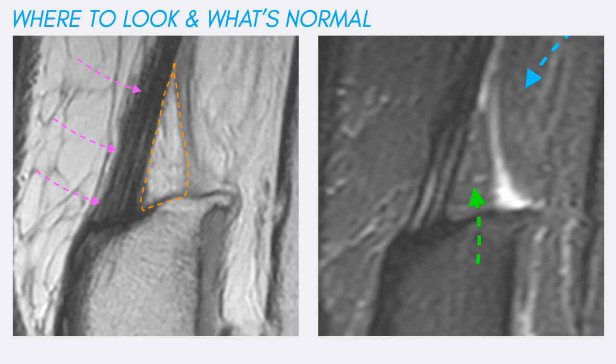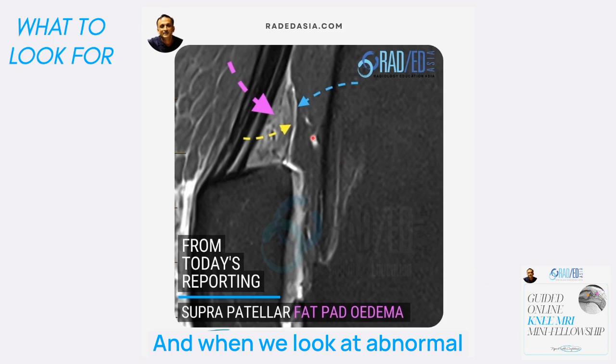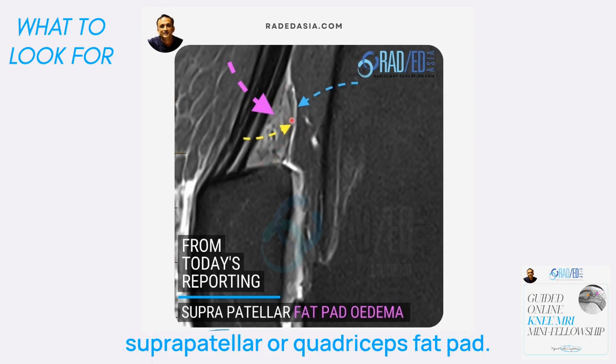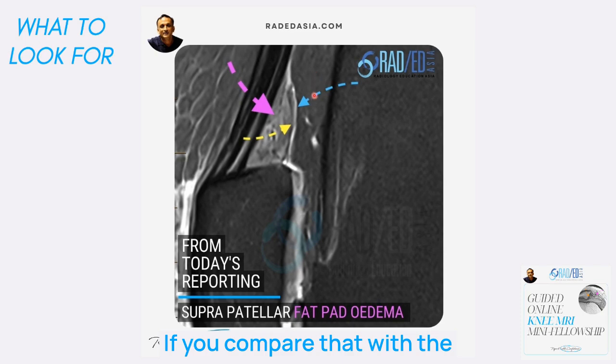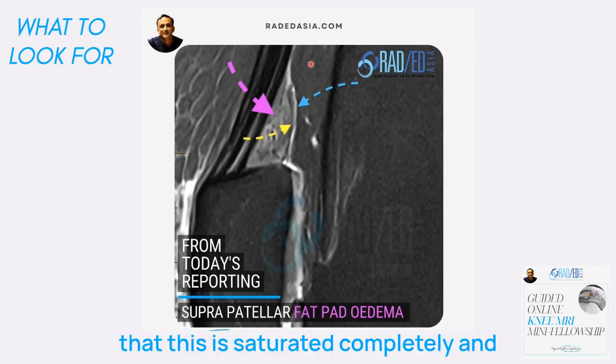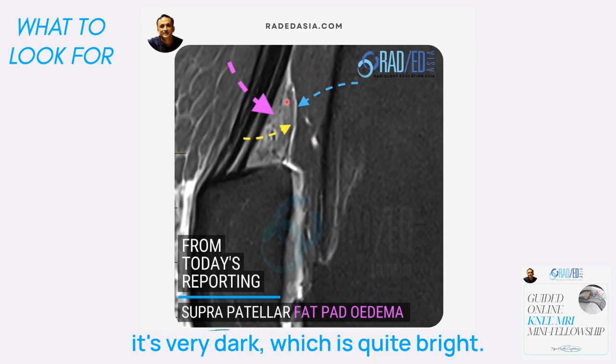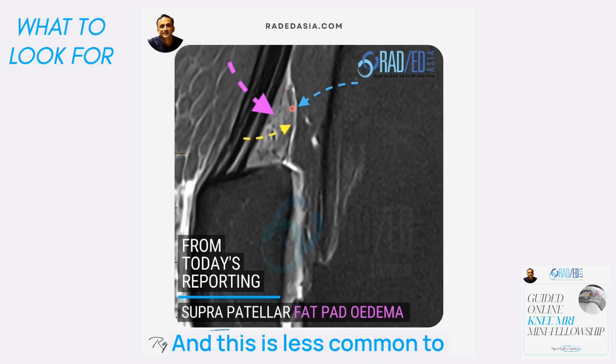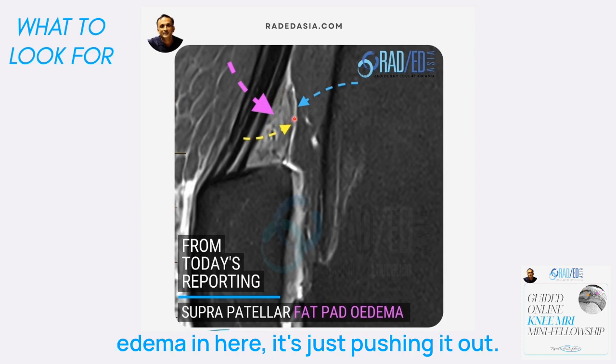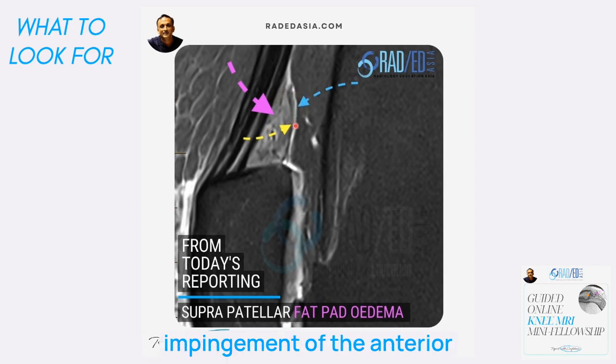and we'll see why that is in a moment. And when we look at abnormal findings, so if we look at impingement, what we have here is increased signal within that suprapatellar or quadriceps fat pad. If you compare that with the supratrochlear fat pad, you can see that this is saturated completely and it's very dark, whereas this one is quite bright. And the other thing is to look at the posterior margin. It is less common to see bulging of the posterior margin, convexity, and that's because there's lots of edema in here, it's just pushing it out. You can also get some impingement of the anterior margin of the supratrochlear fat pad, which we're seeing here. But again, that's not as common. It's just simply seeing increased signal within it.